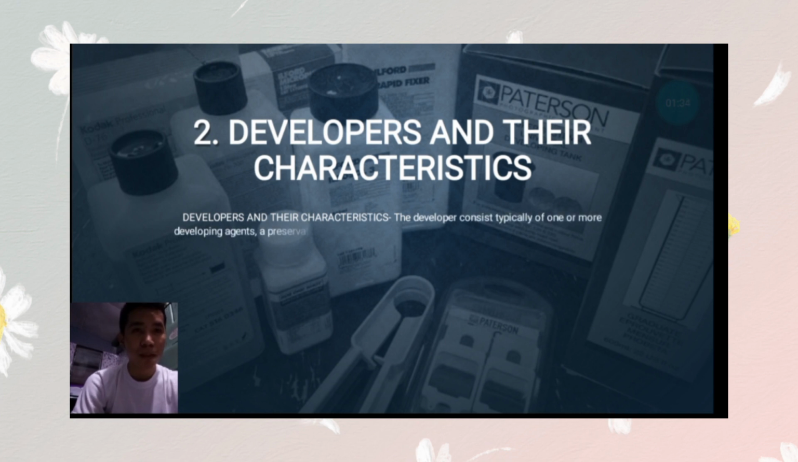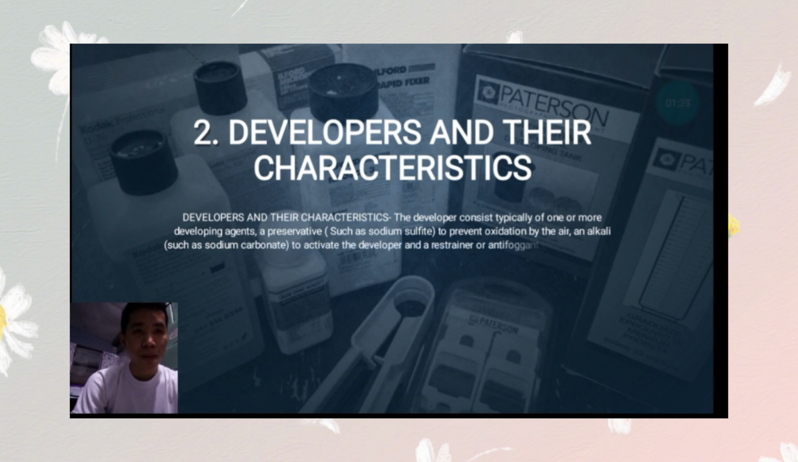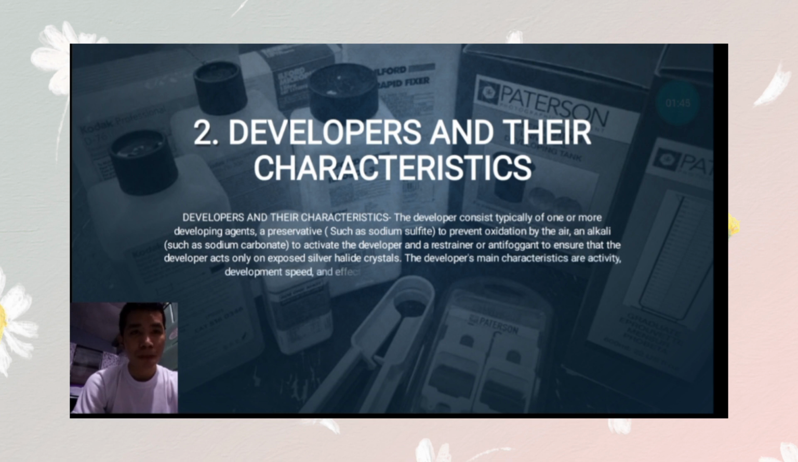Number 2 is developers and their characteristics. Developers typically consist of one or more developing agents, a preservative such as sodium sulfite to prevent oxidation by the air, an alkali such as sodium carbonate to activate the developer, and a restrainer or antifoggant to ensure that the developer acts only on exposed silver halide crystals. The developer's main characteristics are activity, development speed, and effect on film gradation, graininess, and sharpness.